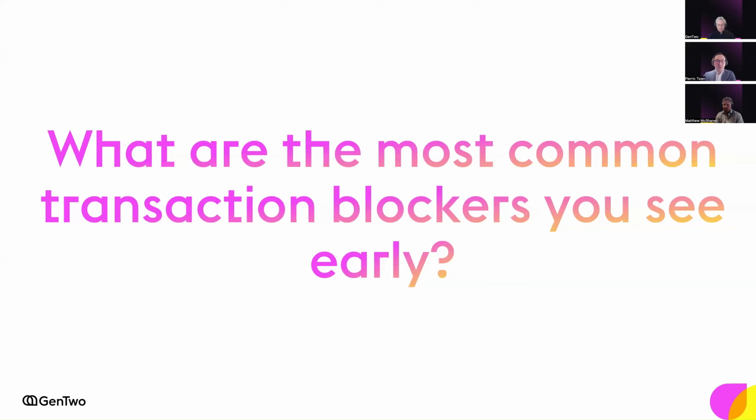What are the most common transaction blockers you see early? It's essential to identify these transaction blockers because they can really delay the closing of a transaction, or even prevent a transaction from happening. What we would see usually is where the titles to the shares would be incomplete or contested, or if we would identify that the share capital is not entirely paid, or if there are some encumbrances on the shares that are in existence.